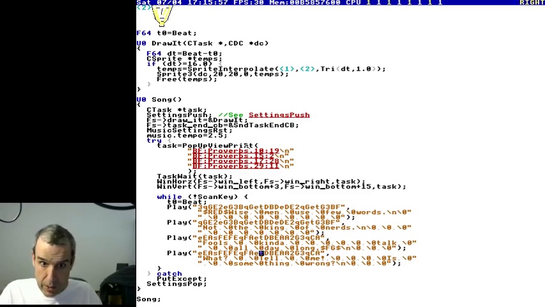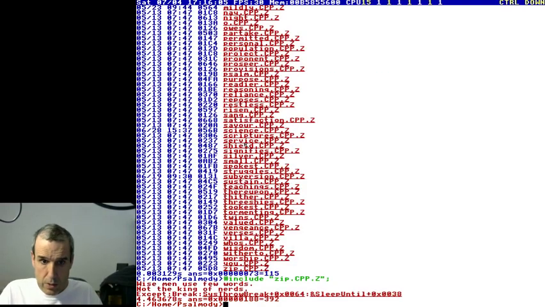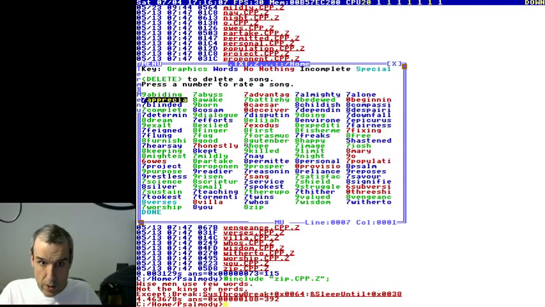eighth note triplet. So it's a really simple one voice, and then each note can have a word. So let's see, how about, what song do we want? This is my jukebox.